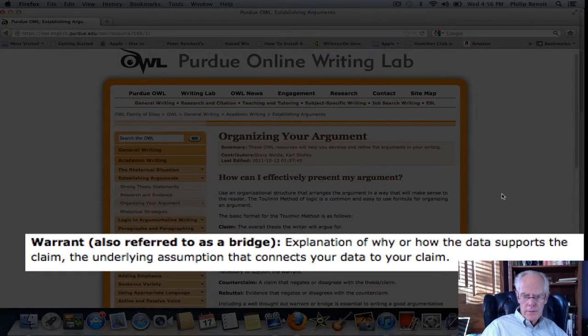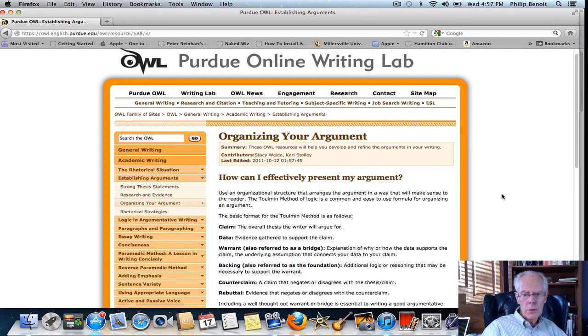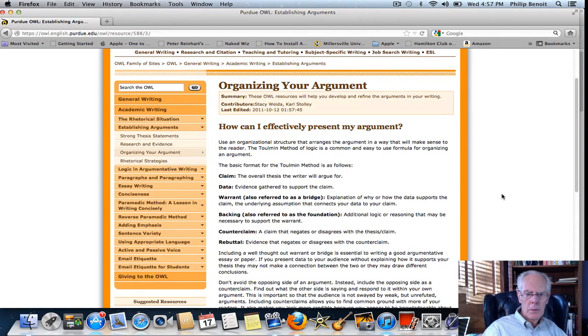A warrant, also referred to as a bridge, is something else. That is an explanation of why or how the data supports the claim. I'm going to go through some of these in more detail in just a minute. But the warrant is another part of the Toulmin Method, referred to as a bridge, for reasons we'll talk about in a minute. It's the explanation of why or how this data, the evidence that you bring to bear to support your claim, works. Why is it important? Why is it valid? Let's scroll down a little bit.